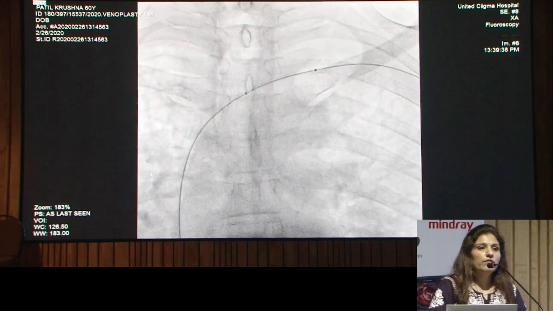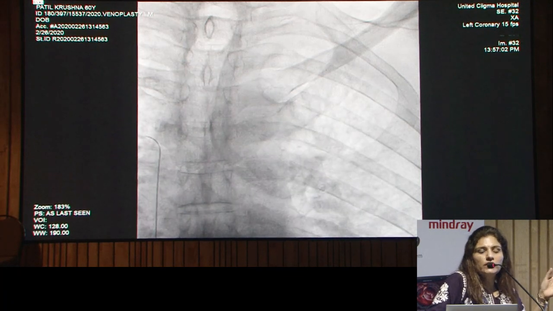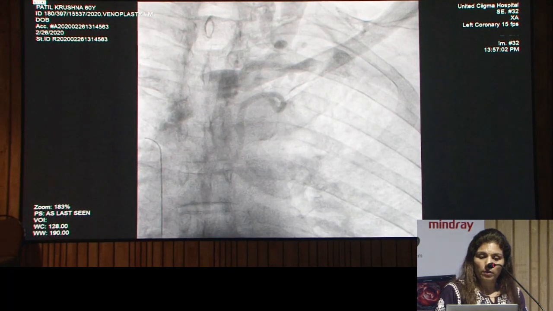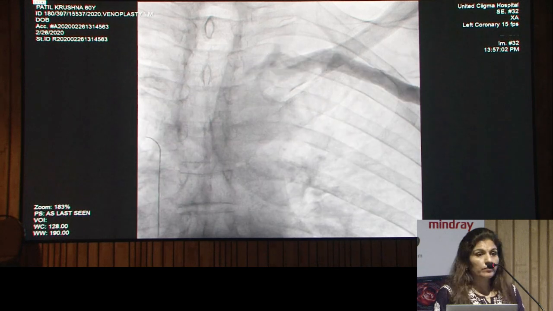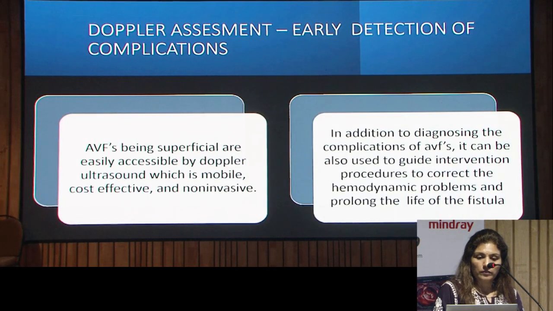So here we are able to see that the angio showed just a part of the left innominate. We are unable to see the entire innominate. And this is post-plasty. Again, you can see after post-plasty, the entire brachiocephalic vein was seen well. And this is post-procedure, the edema has really come down.